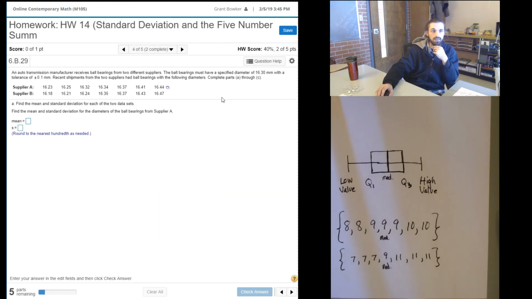So that concludes homework 14. I'll let you try this one out. Do remember you can open up these values in Excel, and I would highly encourage you to use Excel in computing the mean and the standard deviation. Make sure you're utilizing the correct standard deviation in Excel. That's the STDEV.